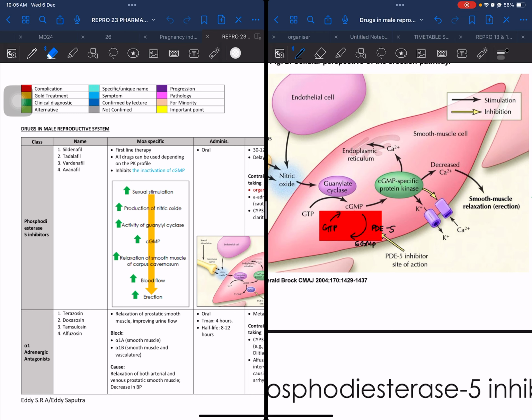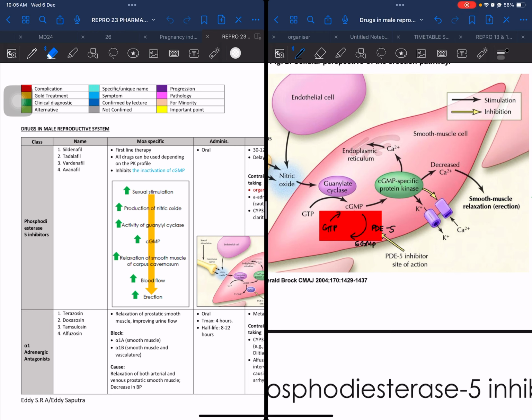So the smooth muscle will relax. When the smooth muscle relaxes, there is increased blood flow. When there is increased blood flow, it will stimulate erection. Okay, so this is the normal physiological process. Now the person over here has an issue. They cannot achieve or maintain erection.